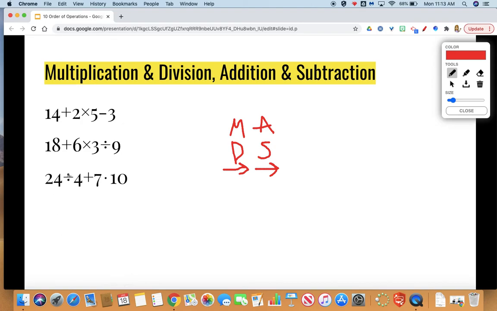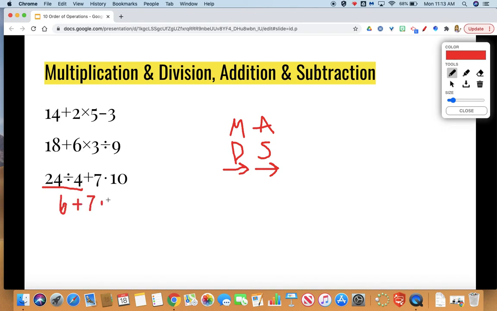I see division, addition, and multiplication. So I need to take care of my division and multiplication first. Which one do I do first? Whichever one shows up first, which was my division. 24 divided by 4 is 6. Bring down the rest of my problem.